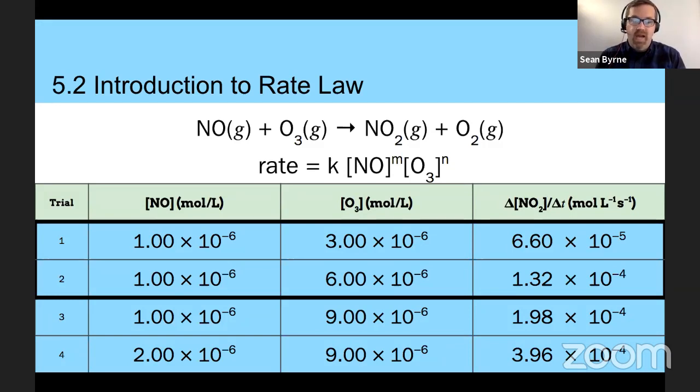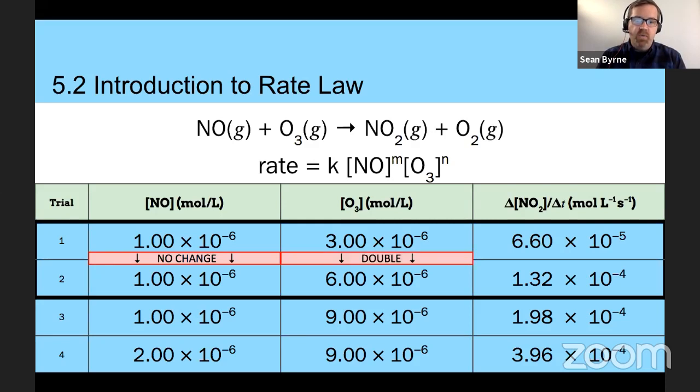So we could make similar conclusions about any of the trials, but we're going to start with a simple example here. What I notice between trial number 1 and trial number 2 is that the concentration of NO was not changed in those 2 experiments. When the experimenter set up trial number 1 and trial number 2, they put the same concentration of NO into their reaction vessel. But the change that they did make was that they doubled the concentration of ozone. So 3.0 times 10 to the minus 6, we double it, we get to 6 times 10 to the minus 6. And so what we're going to ask ourselves is, what happened to the rate when we didn't change NO, we did change O3?